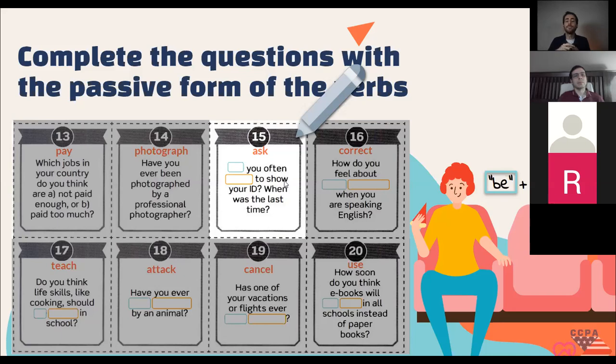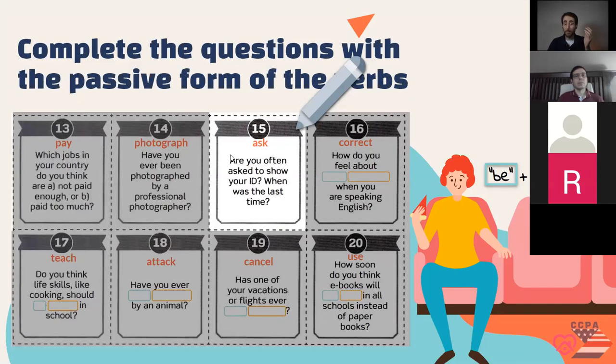Are you often being asked? Oh, almost. Directly, are you often asked? Because here you already have your be, and this one is your participle. So, are you often asked is your question, yes? So, are you often asked to show your ID, Ruth? I don't think so. No? No. But you're young, you're like 16, 17 probably. Yes, 17.